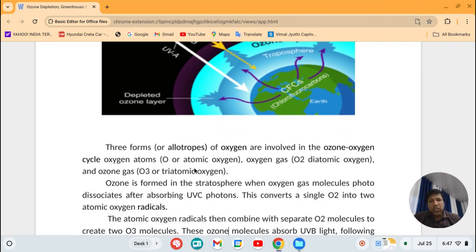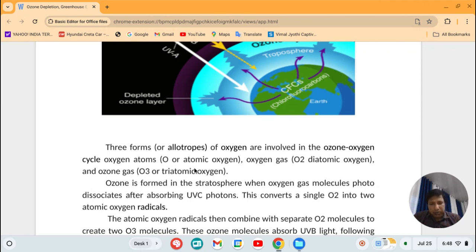Now ozone is formed in the stratosphere when oxygen gas molecules absorb UVC. That is, ozone is formed in the stratosphere when oxygen gas molecules photodissociate after absorbing UVC photons. This converts a single O2 into two atomic oxygen radicals.